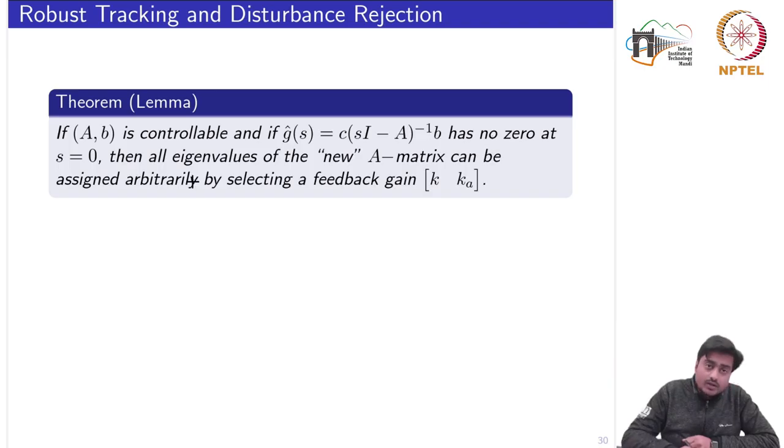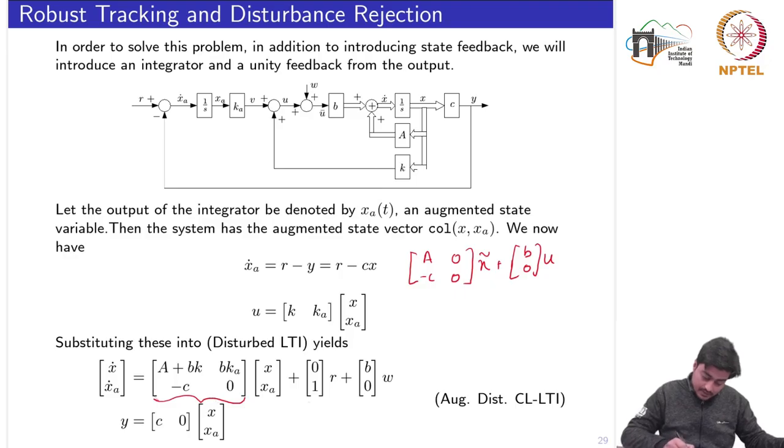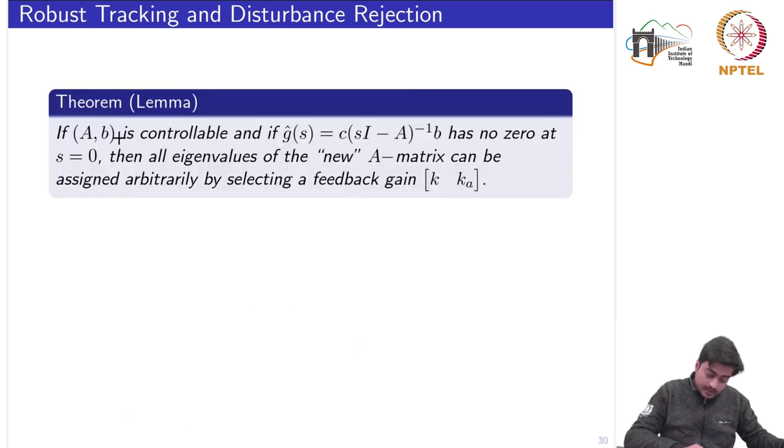Now there are many implications of this lemma. If you recall one of the first results, we had said that if the AB pair is controllable, then with the application of the feedback controller, A minus BK, B would also be controllable. Now here we are speaking about the arbitrary placement of the eigenvalues of the new A matrix by the selection of Ka, which means that this pair is controllable, which is equivalent to saying that AB is controllable.